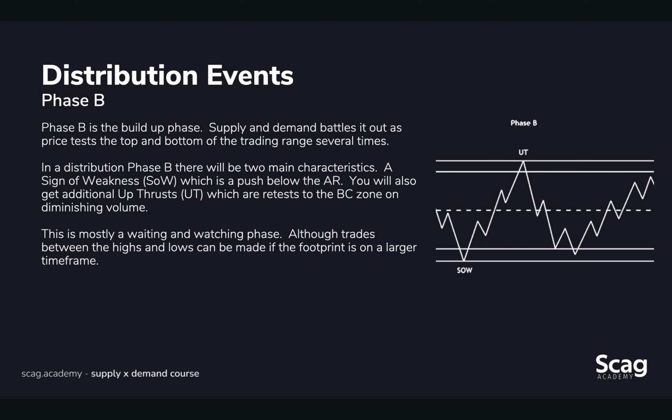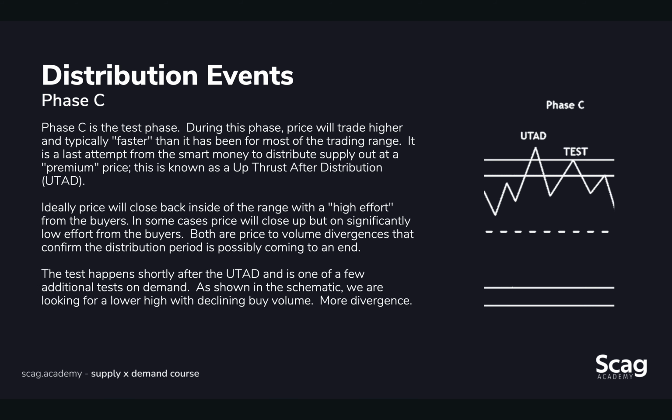We actually expect in distributions for there to be tests below the range before we actually make the full breakout, right? This shows us weakness. This shows us that price is getting ahead of itself. We want to see this if we're expecting it to fall.